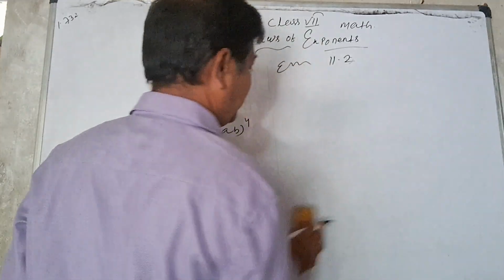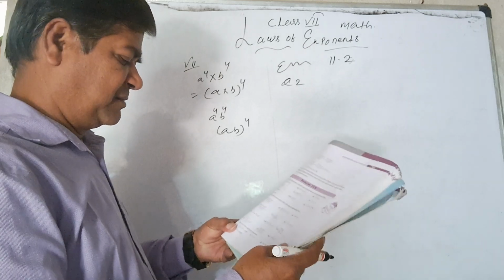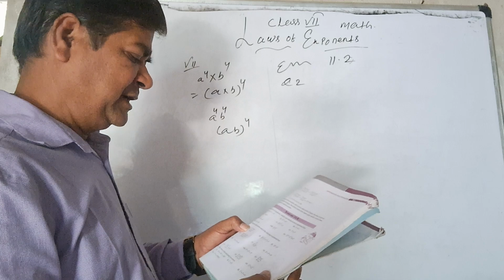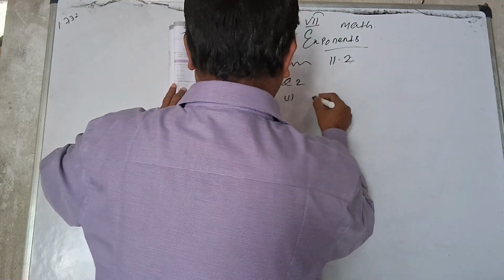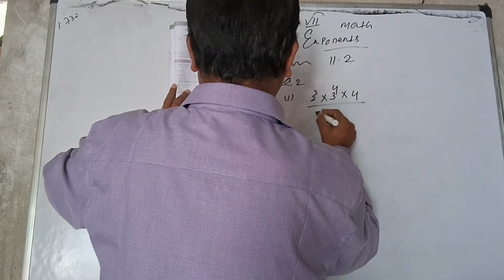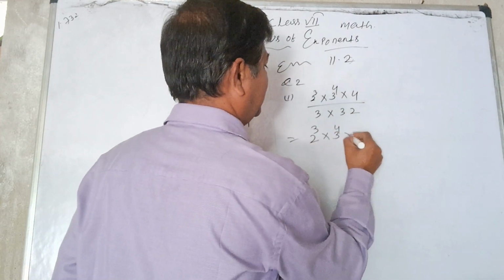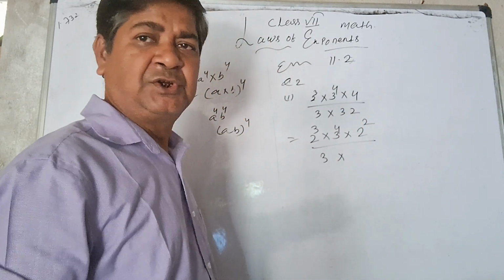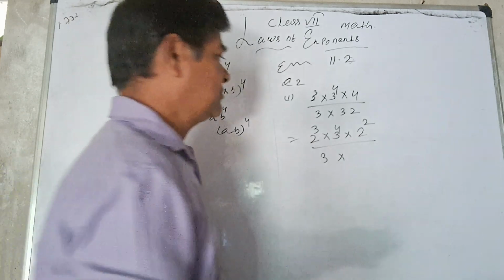Exercise 11.2, question number 2. Simplify and express each of the following in exponential form. Simplify and write in exponential form. 2 to the power 3 into 3 to the power 4 into 4, divided by 3 into 32. 2 to the power 3 into 3 to the power 4 into 4 is 2 squared, divided by 3 into 32, which is 2 to the power 5.